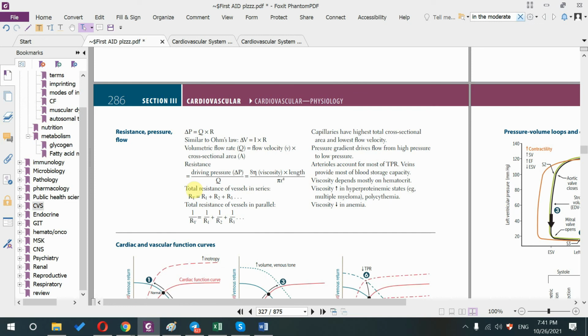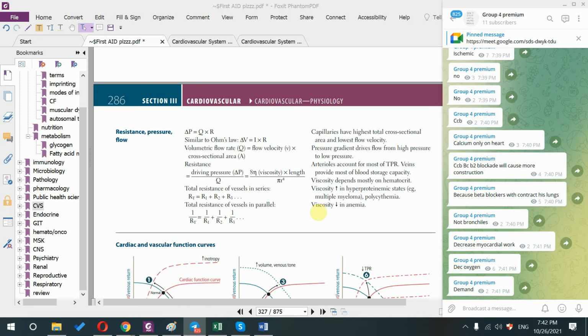So resistance, pressure, and flow. Okay, it goes something like this. There is this Ohm's law. I hope you guys know Ohm's law. It's something in electricity in physics, basically, about the resistance and the flow and the cross-sectional area of the wire. That's for electricians, not for us. But why do they give you this? Because it's the same law they got the volumetric flow rate from. It's the same idea.